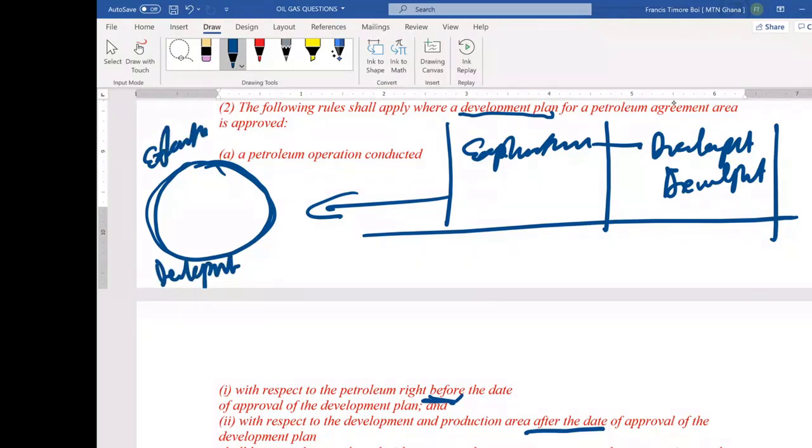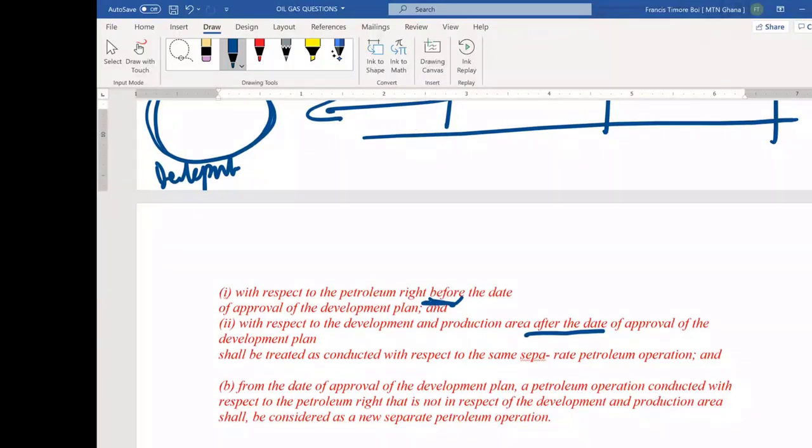So this one was pre-approval because you were exploring, so nobody approved any development plan for you. So the job that you have started already, and the job that you continue after it has been approved, we can't call it a separate petroleum operation because it's the same work.